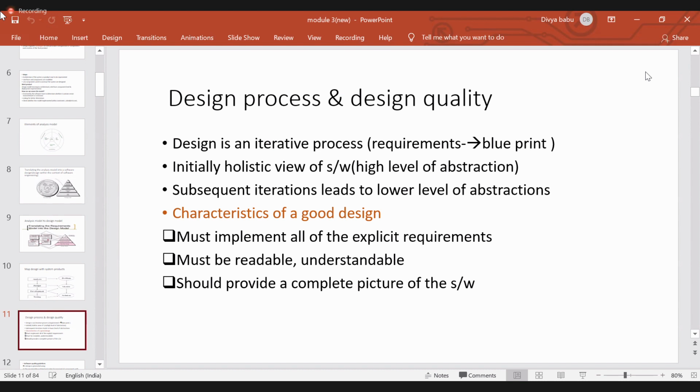Most of the students made this mistake. For example, what is software engineering and what are the applications of software engineering? First, you should write what software engineering is. Then you can go for the second part.